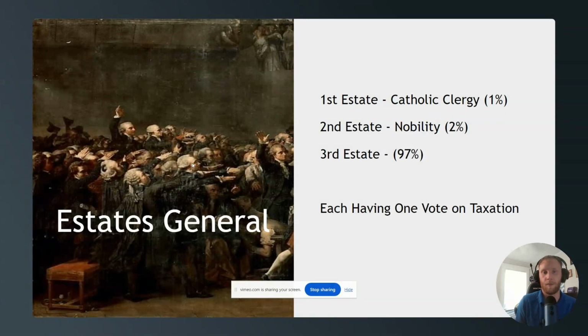Each one of them has one vote on taxation, so it's similar to a brother and two sisters wanting to watch a movie. The two sisters want to watch Barbie, the brother wants to watch Oppenheimer, the brother gets outvoted every time, and eventually he's going to get very upset. And that's what happens here at the Estates General. When they call for the vote, of course it gets passed because the first and second estate vote for it, but the third estate are pretty upset.